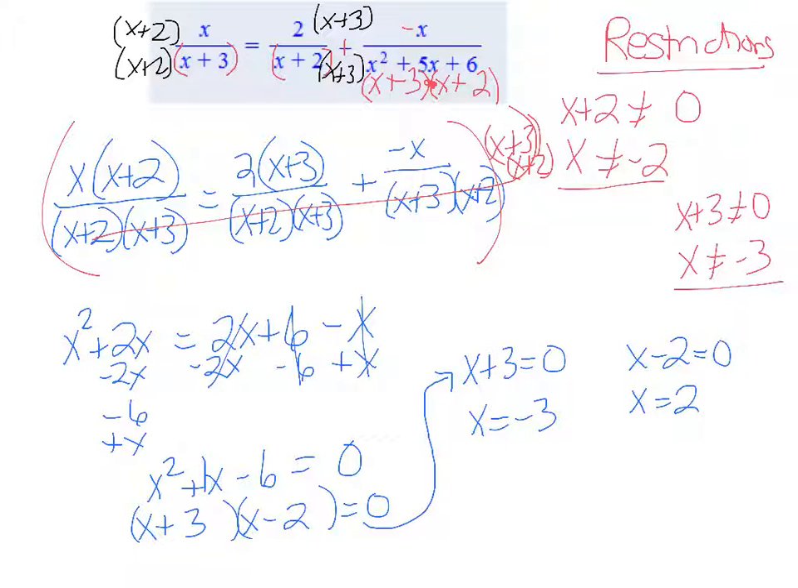Except, don't forget about those restrictions. This says x can't be negative 2 and x can't be negative 3. And this one's okay, but look right there. That can't happen. I can't plug negative 3 back into the original problem. So what I do is I X that out. That is not going to work in my solution, and this is the only solution I have.